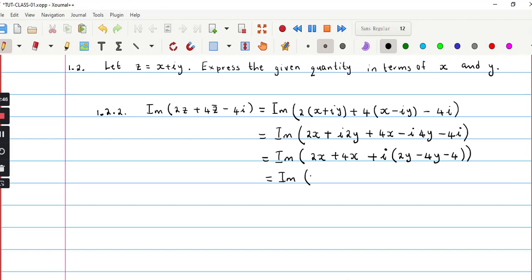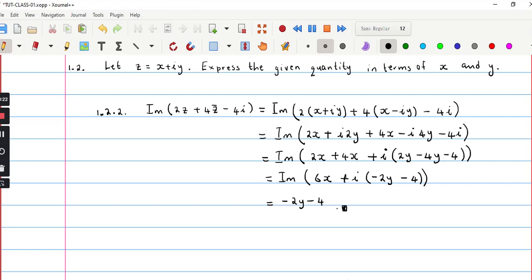So simply, this looks like 2x plus 4x, that's the same as 6x, plus i, and then 2y minus 4y, that is the same as negative 2y, and then you still have that minus 4 there. So the imaginary part of this quantity here is precisely negative 2y minus 4. That is the imaginary part.